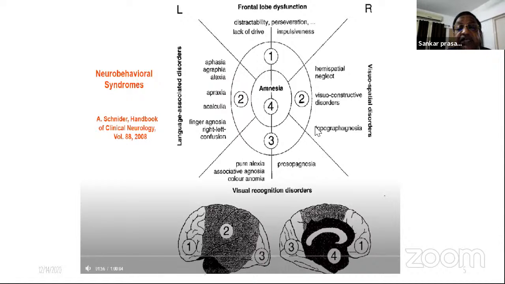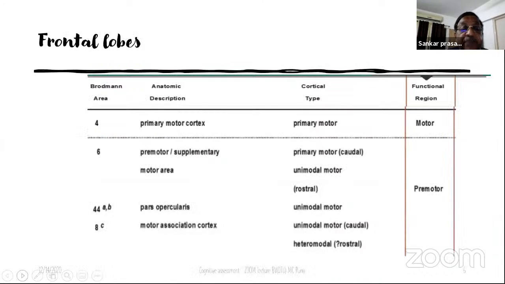On the right side, predominantly prosopagnosia, and you have pure alexia, associative agnosias, and color anomias. These are all visual recognition disorders. And in the center, number 4 is amnesia, from the bilateral temporal lobes. So to remember the neurobehavioral syndromes, this is a scheme which has been popularized by Dr. Schindler.